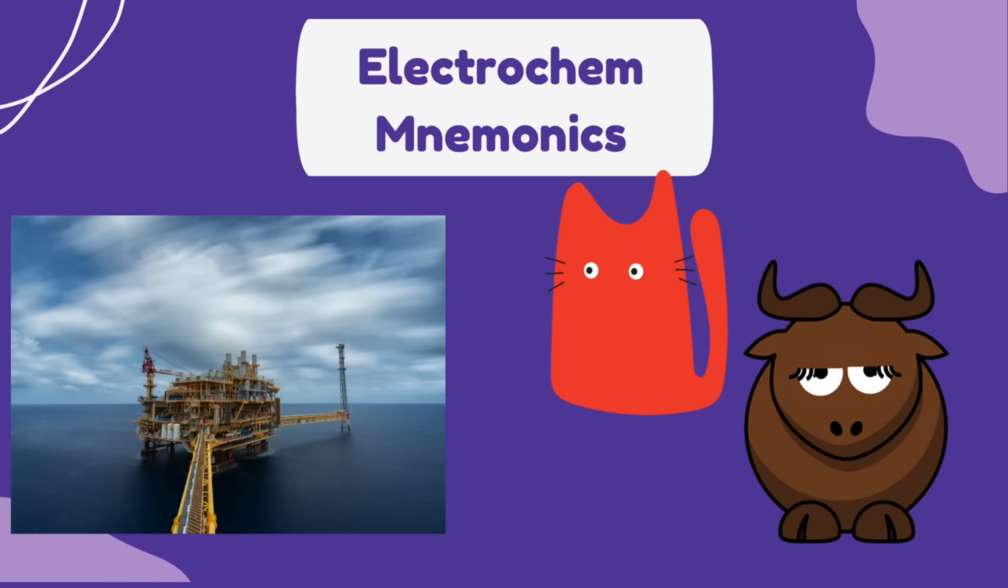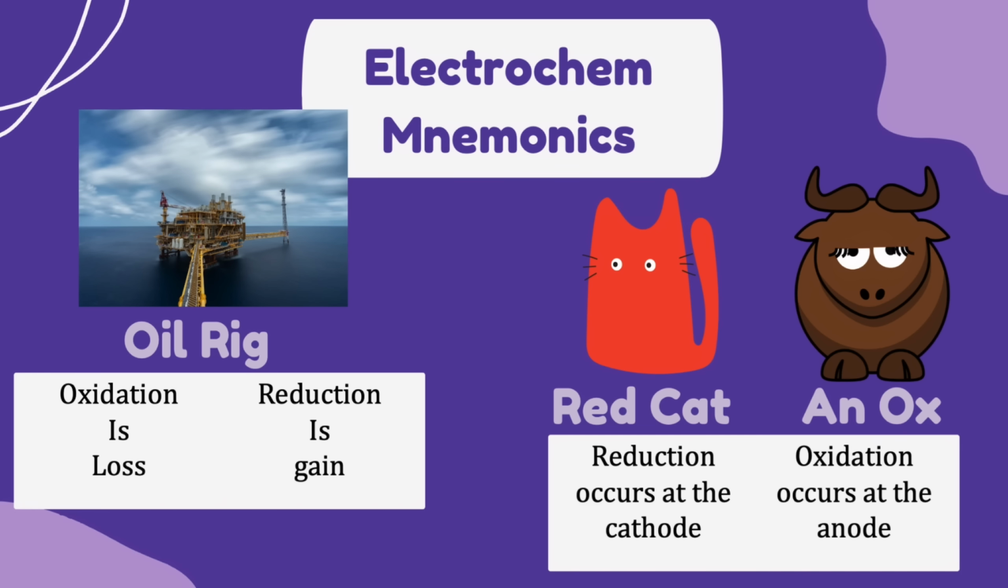All right, electrochem. Hopefully you're looking at these pictures and you know exactly what I'm about to say, right? These are just mnemonics to help you sort through electrochem. Everything is counterintuitive in that, so it does help to have some of these memorized. So OIL RIG: oxidation is loss, reduction is gain. We're talking about the transfer of electrons here. And then we have Red Cat and An Ox.